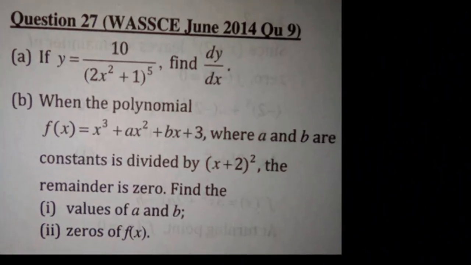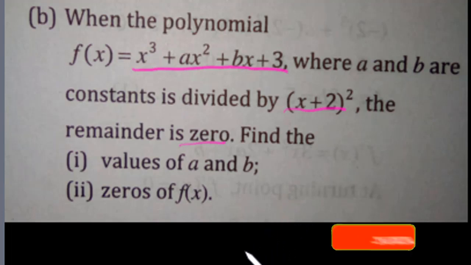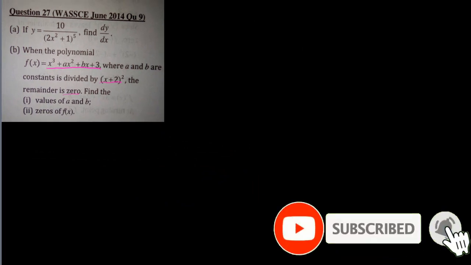Today we solve this question from WASSCE June 2014, question number 9. And we'll be solving number 9b. It says that when the polynomial f of x equals x cubed plus a x squared plus b x plus 3, where a and b are constants, is divided by (x plus 2) all raised to the power 2, the remainder is 0. Find the values of a and b, and find the zeros of f of x. So that's how we're going to proceed here.